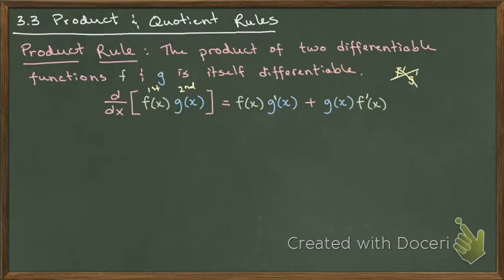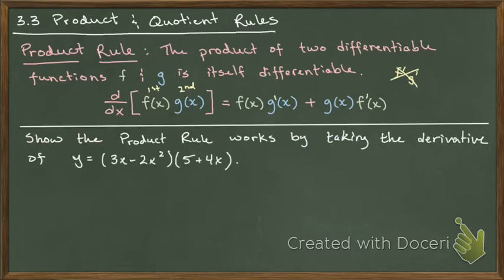It doesn't matter. So what I want to do here is show the product rule works by taking the derivative of this function here, 3x minus 2x squared times 5 plus 4x. Okay, so I'm going to take this derivative two ways, of course, one with the product rule, and then the other by just rewriting this function and actually just multiplying everything out, foiling, and then taking a derivative, and just show that the derivative isn't different by using two different methods there.